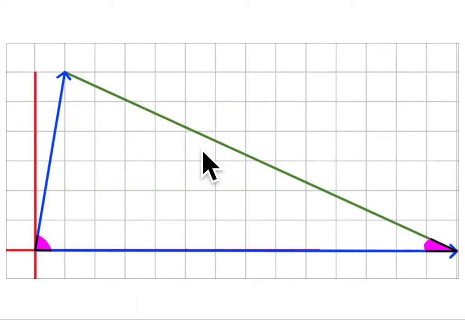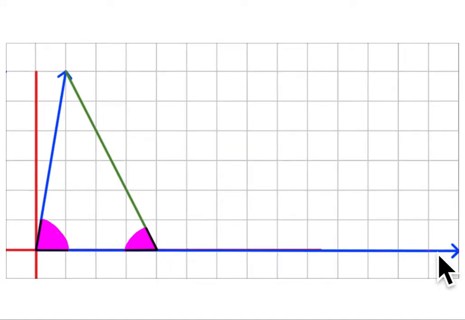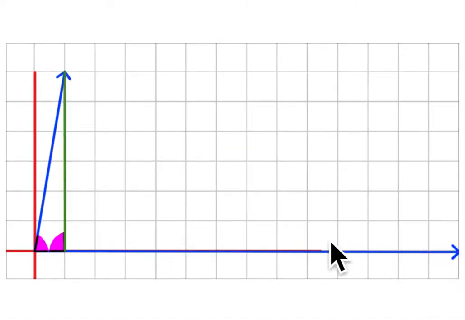Now what happens if we do the same thing with an angle that's less than 90 degrees? Can this angle out here reach 90 degrees? And the answer, of course, is yes, it can. Because here's 90 degrees, this angle is less than 90 degrees.